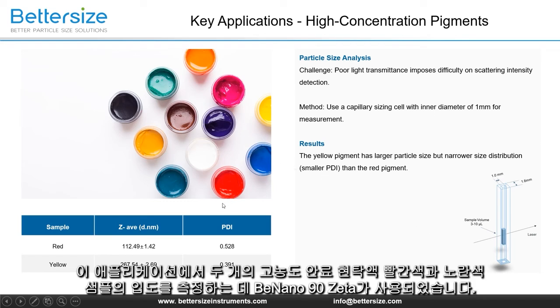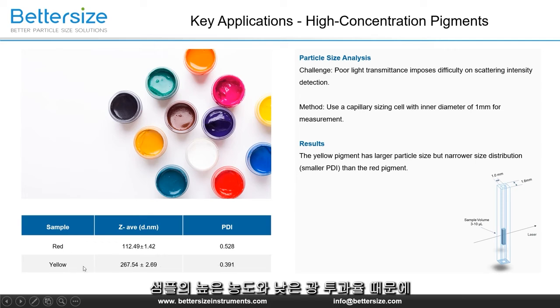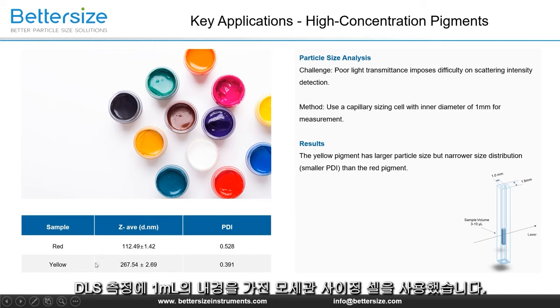In this application, the BeNano 90 Zeta was used to measure the particle sizes of two high-concentration pigment suspensions, red and yellow samples. Due to the high concentration and poor light transmittance of the sample, a capillary sizing cell with an inner diameter of 1 milliliter was used for the DLS measurement.